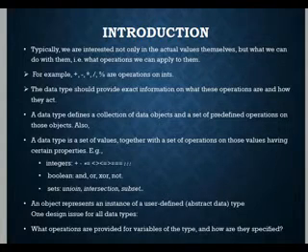In general, a data type is a set of values together with a set of operations on these values having certain properties. For example, integer, and then boolean, which has and, or, xor, not, where not is a negation value. For sets there are union, intersection, and subsets. Then an object represents an instance of a user-defined abstract data type.